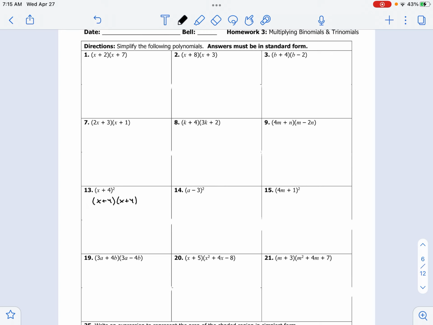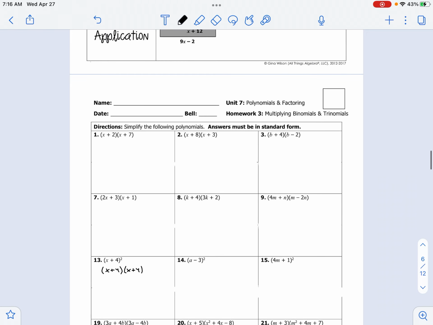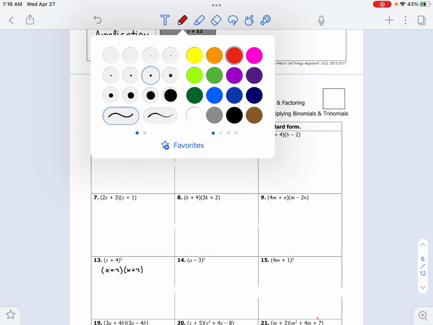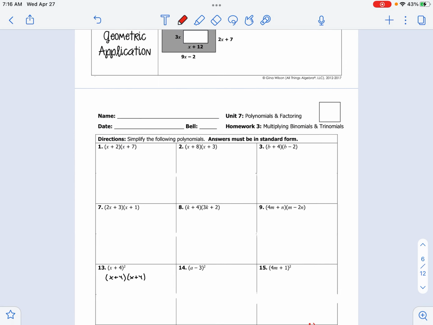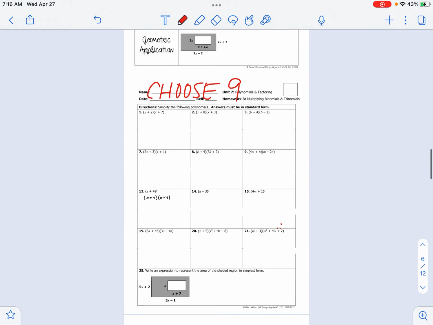Of those 12 problems there, I want you to choose 9. So you can skip 3. Skip any 3 you want for full credit. If you do all 12, I'll give you extra credit. So choose 9.